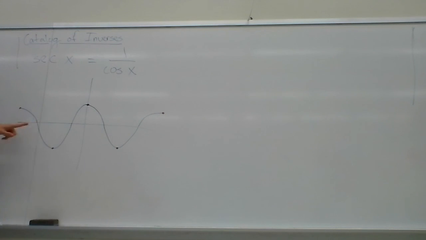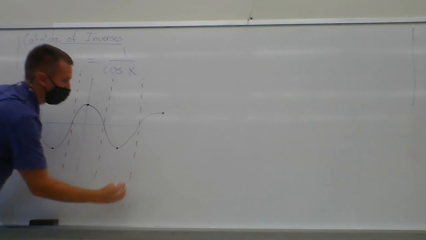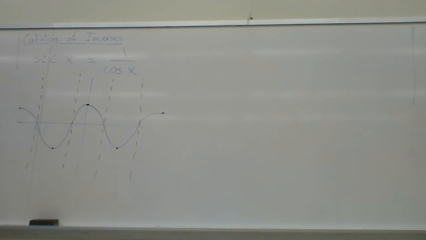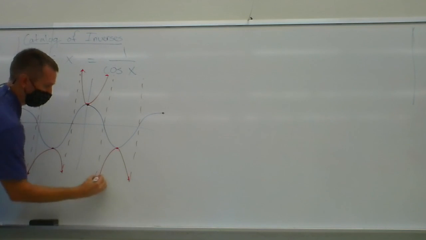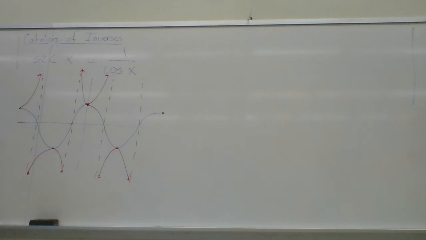And everywhere cosine is 0, we're going to have an asymptote, because we'll be dividing by 0. So the secant has, at these zeros, those lines like I had in the tangent function. Then everywhere in between, we have something coming up and going down. When it's on the positive side, it's coming down first and then going up. Same thing here. Think about that: these are numbers between 0 and 1. When you take a reciprocal of a fraction smaller than 1, you get something bigger than 1. The smaller the fraction, the bigger the reciprocal. So you get the red graph for the secant graph.